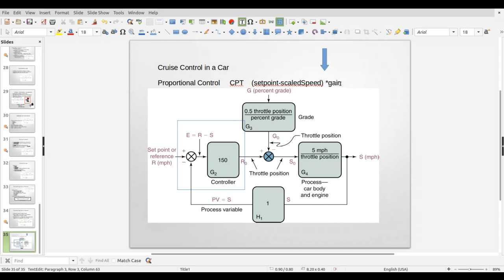But this gain is basically just a number. You get to pick it. So the beauty is we can change it inside the controller. We can make gain a tag inside of RS Logix 5000 or whatever software we're using, and then we can change it, or we can build an HMI and change it in the HMI so that we can adjust this gain.